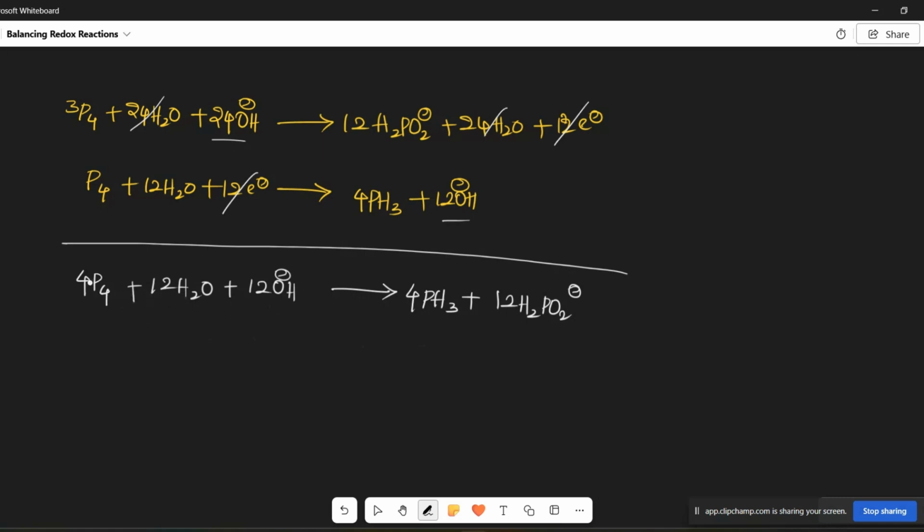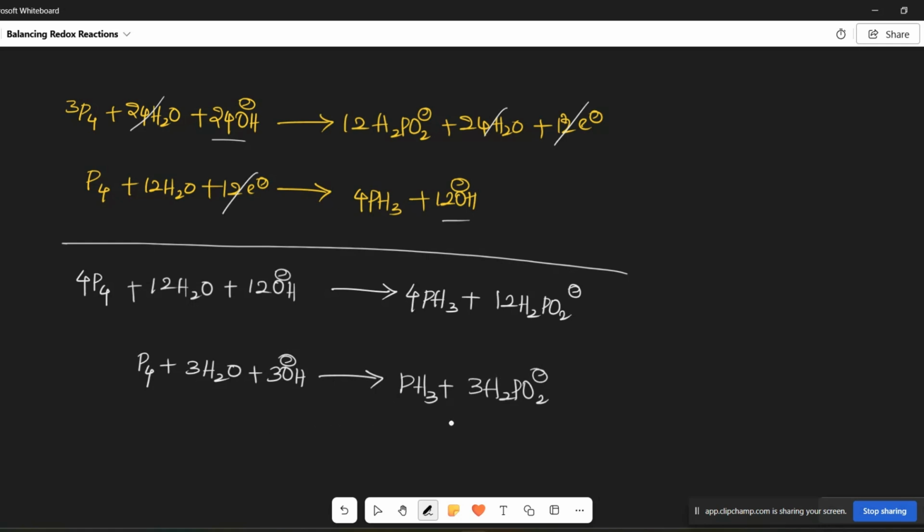Here you can see the stoichiometric quotients are 4. It is a multiple of 4, right? So you can simply write it like this: P4 plus 3 H2O, 4 3s are 12, so P4 plus 3 H2O plus 3 OH negative gives PH3 plus 3 H2PO2 negative. So this is how you can simply solve.